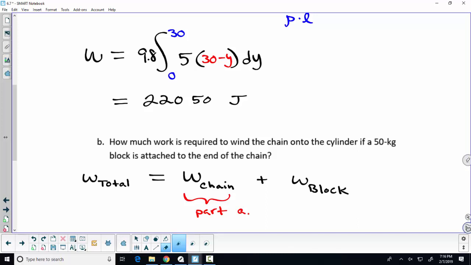Did somebody else get that? I got 3 people getting that. 4, 5, 6, 7. I think that's enough. We'll go with that. So that's the work of the chain.